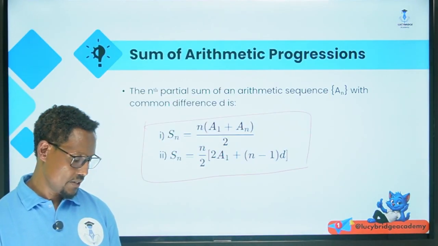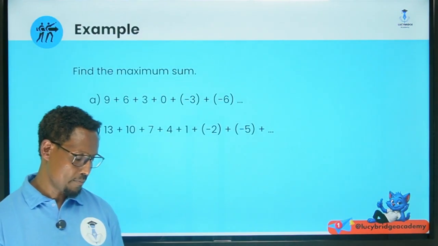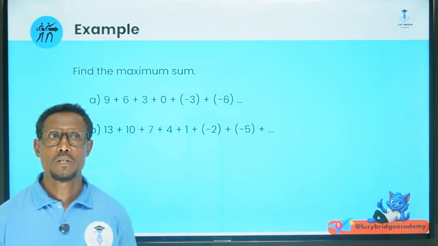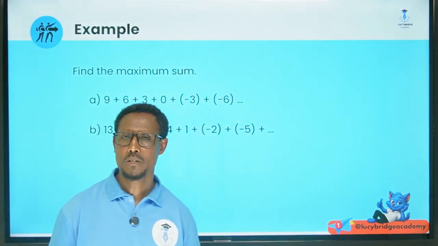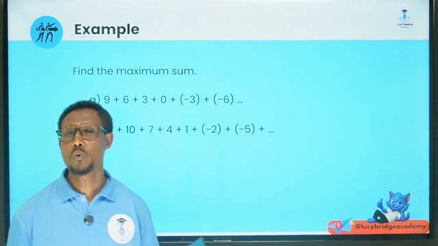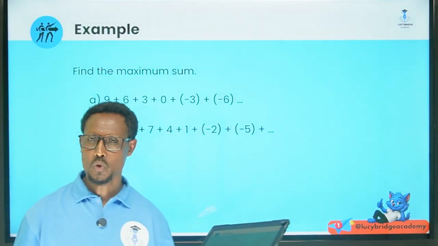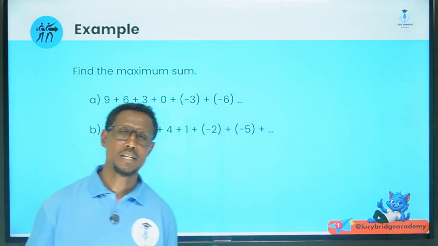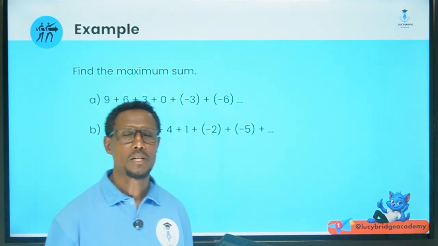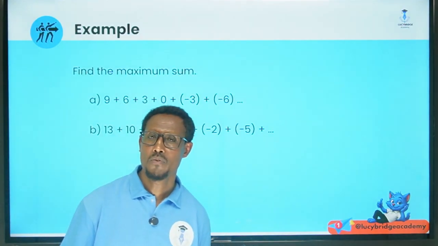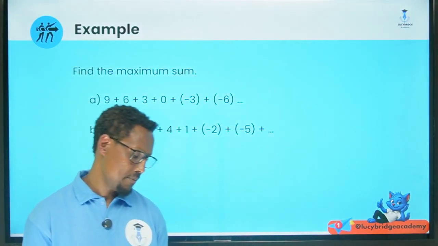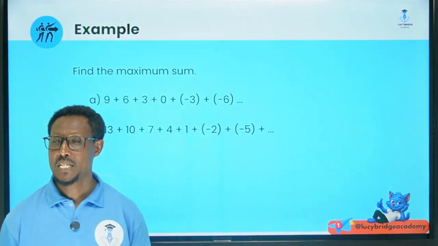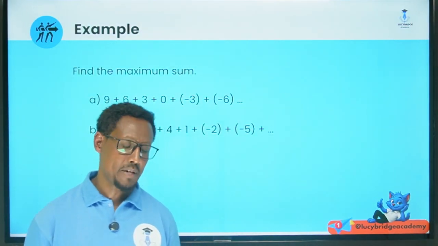Okay, now next, finding the maximum partial sum. Find the maximum sum. Maximum partial sum means just add the positive terms. If there are negative terms in the sequence, we leave them out. When we add only the positives, we get the maximum sum. That means the sum of all positive terms is called the maximum partial sum.